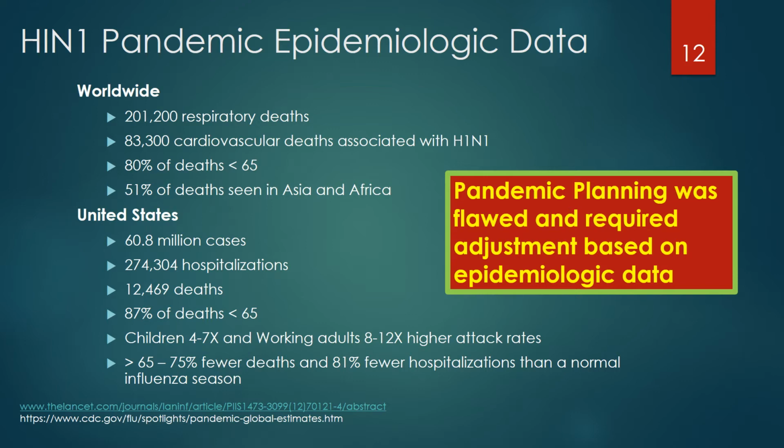Why the elderly had less risk with H1N1 is still somewhat speculative, but may have been at least partly due to cross-reacting immunity from previous infections. This H1N1 pandemic example is a good illustration of the use of epidemiologic data to influence public health strategies to protect the public.